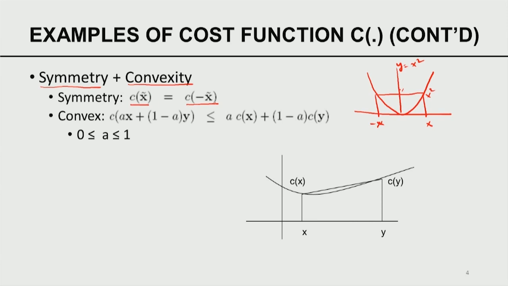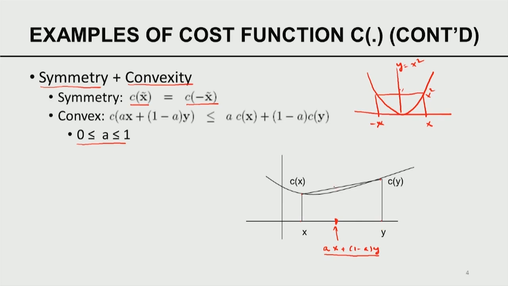The picture will help you. A function C is said to be convex if I consider two points x and y, with values C of x and C of y. If I consider a point in between x and y, there exists an a in the interval 0 to 1 such that this point can be written as a times x plus 1 minus a times y. This is called a convex combination of the two endpoints. In fact, every point in the line segment from x to y can be obtained in this form by changing a in the interval 0 to 1.